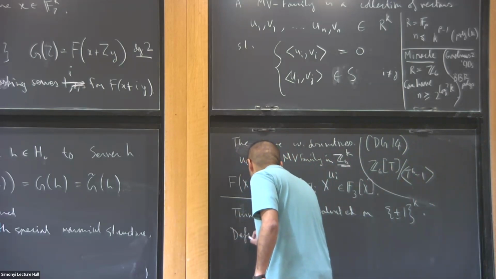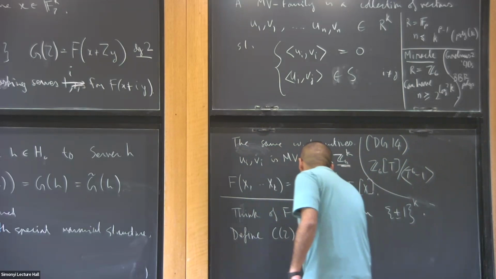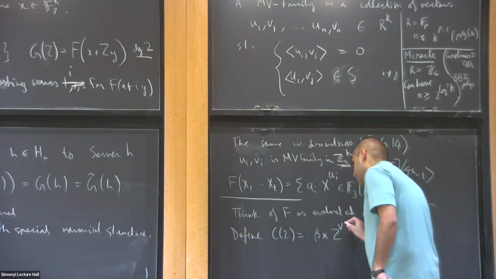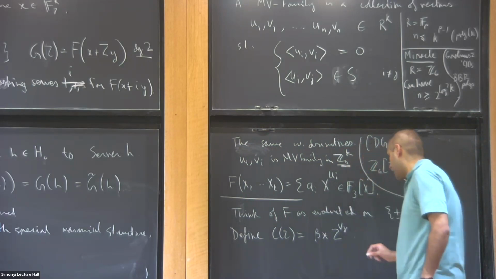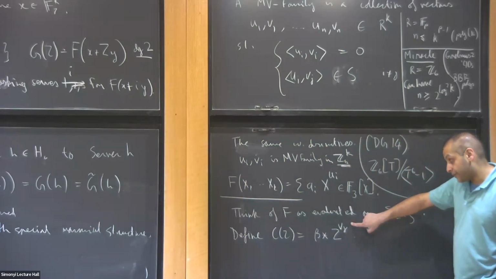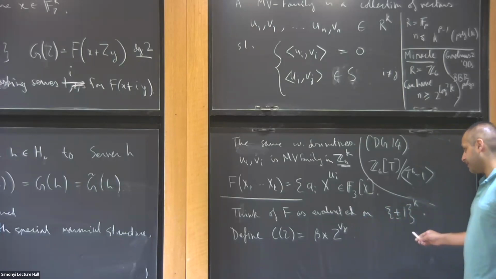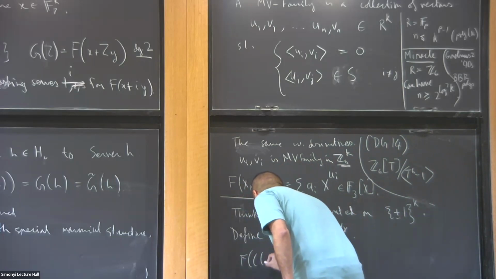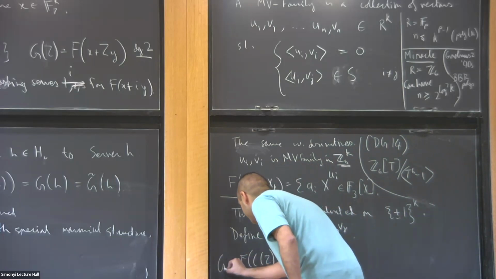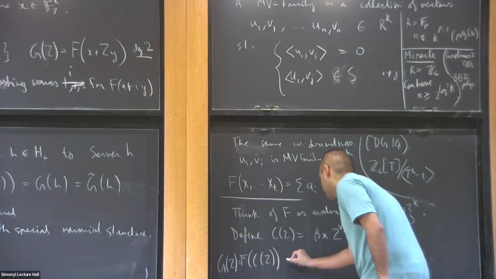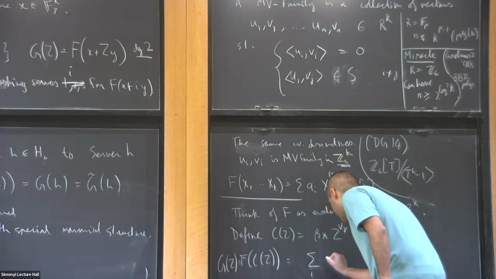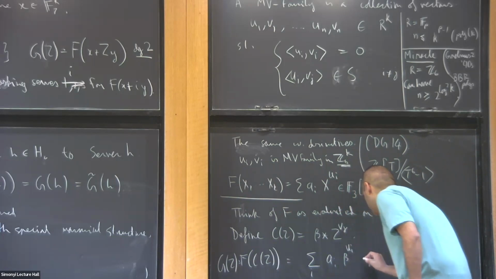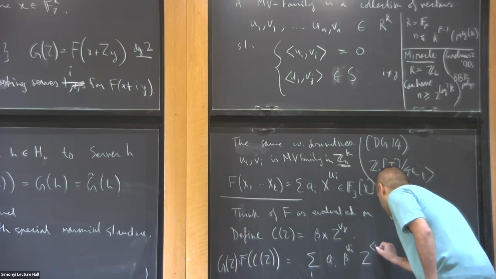Define C of Z to be beta pointwise product Z to the Vj. This is still a polynomial with exponents going from 0 up to 5. But okay, it is that. And then we look at f of C of Z. And we define G of Z to be this. And this is, as before, exactly the same sum over all i, ai, beta to the ui, Z to the inner product of ui with Vj.